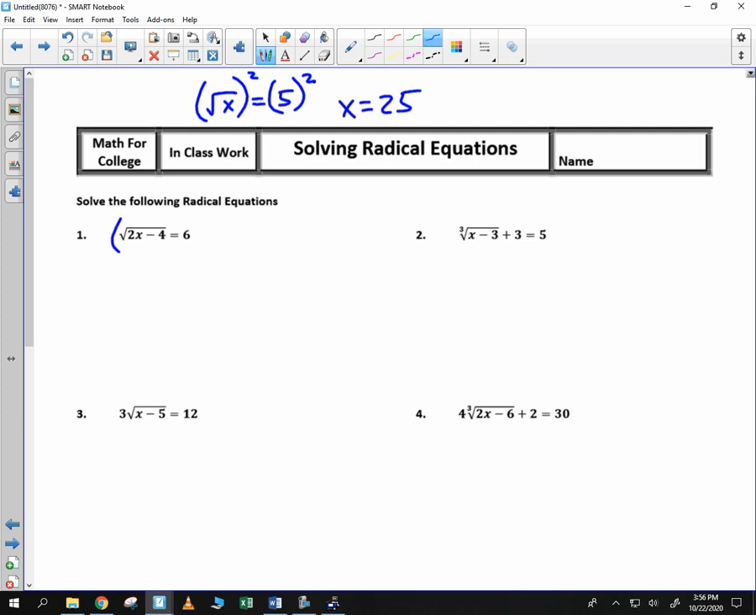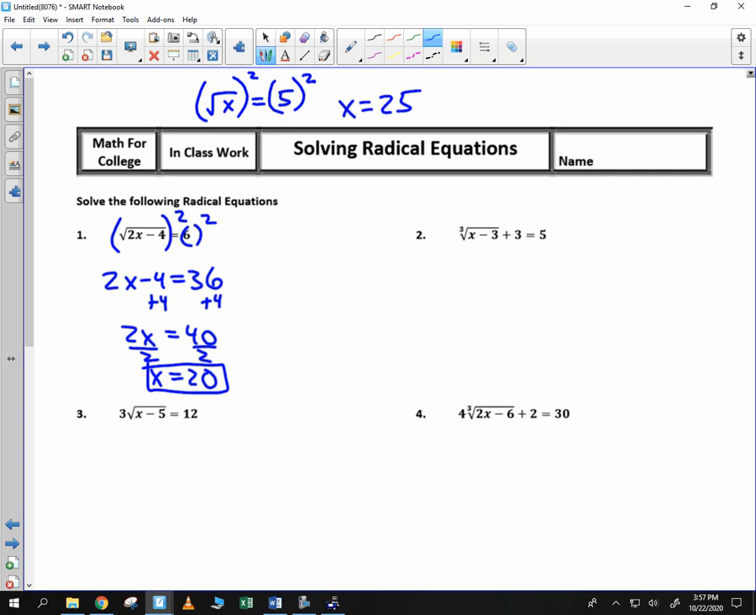So in your first equation, we are going to square. And that will make the radical go away, leaving 2x minus 4 is equal to 36. Add the 4 to both sides. 2x is equal to 40. Divide by 2, x is 20.